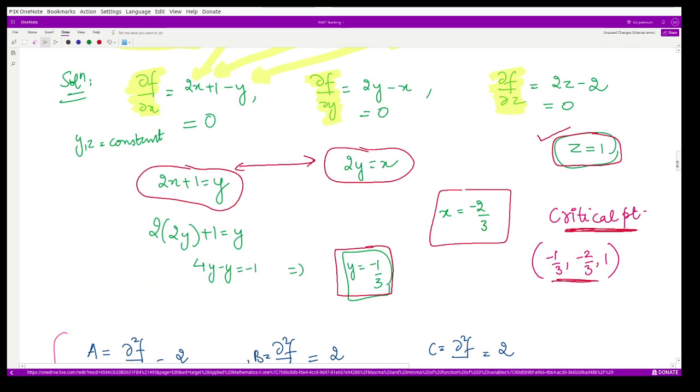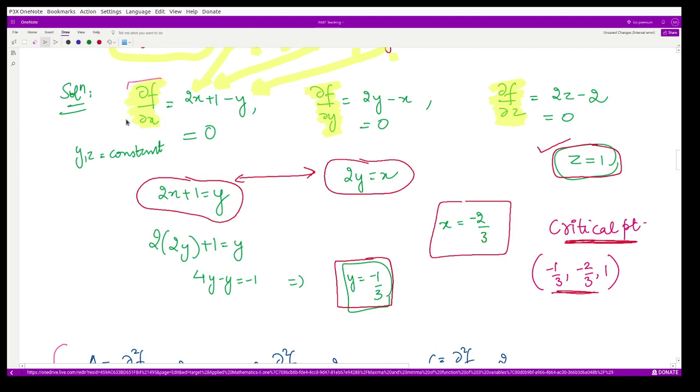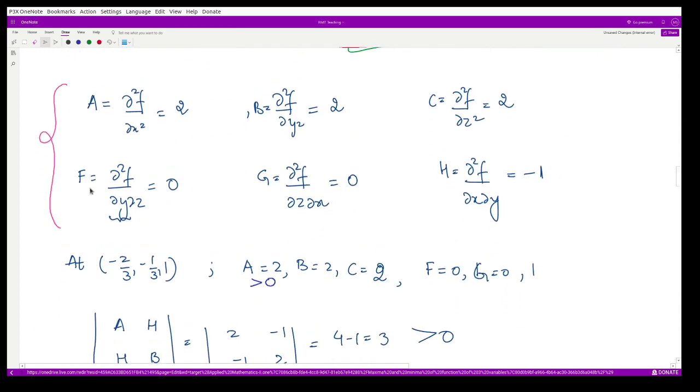Just differentiate the first order derivatives once more with respect to x, with respect to y, with respect to z, and then for the mixed derivatives you will differentiate this with respect to y, and this with respect to x, as required for these expressions. So once you obtain the values of a, b, c, f, g, h, the next task is the computation of these at the given critical point.